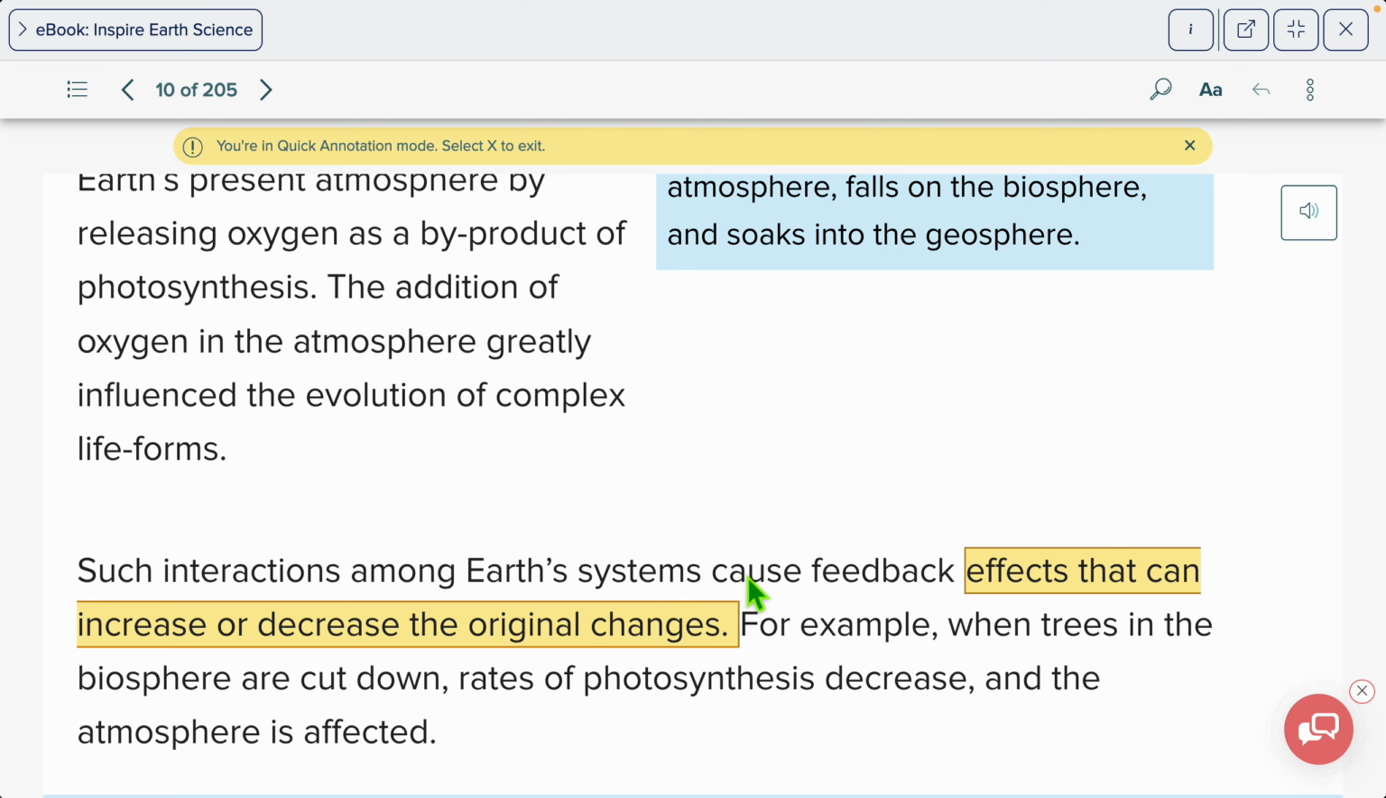But a feedback effect is something where you have one thing happen and that causes the original change, whatever that was, to increase or decrease. Like, for example, well, the example here.